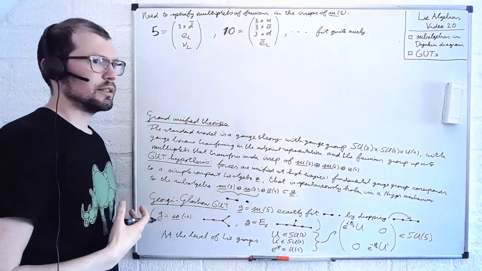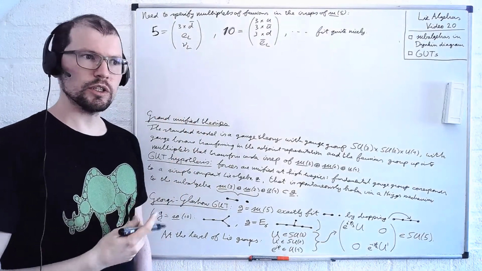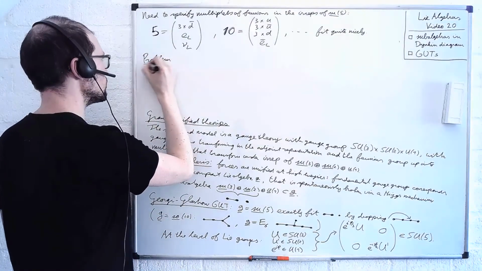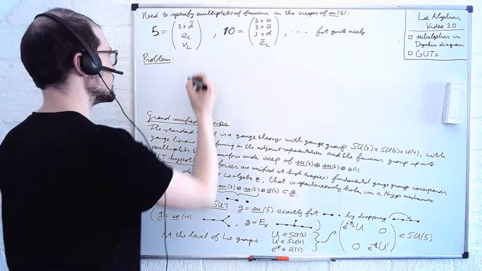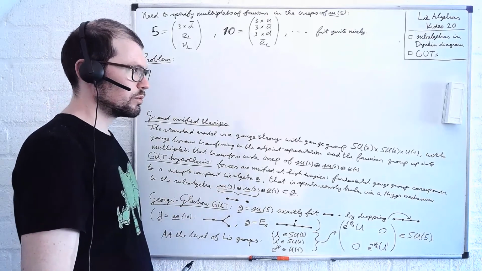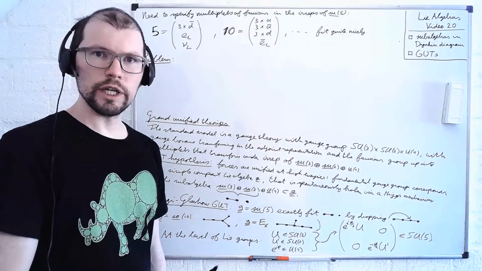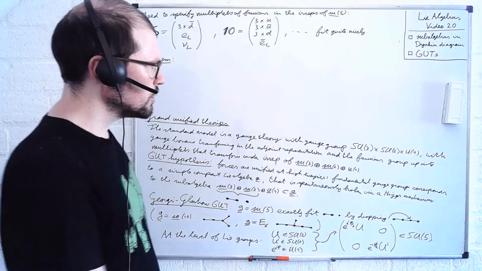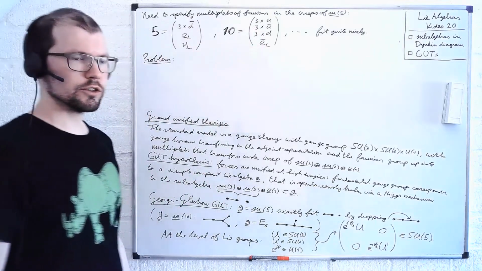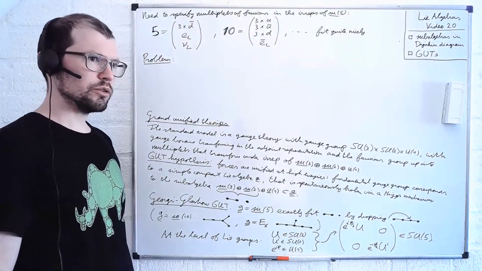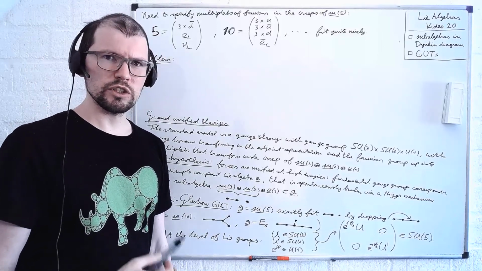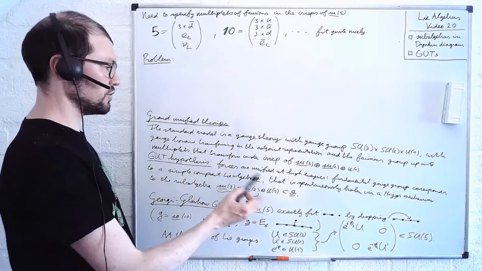But okay, why is this model not so popular anymore? It really has several problems. Let me mention just one problem. This is a larger gauge group, so that means it has more gauge bosons. Here we had 8 plus 3 plus 1, so that's 12 gauge bosons. But SU5 is 24-dimensional. So there are 12 extra gauge bosons in this SU5.